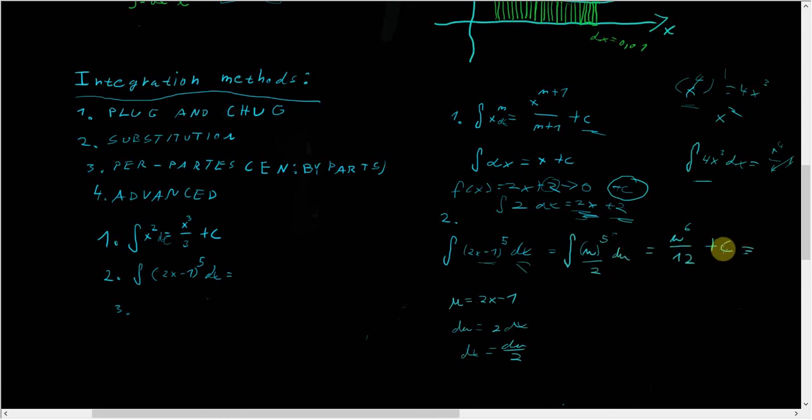We mustn't forget this, otherwise we get a different function. We see what u is equal to: 2x minus 1 to the power of 6 divided by 12 plus c. How do you know this is the right result? Just derive it. Derive it again and see if it gives you this.